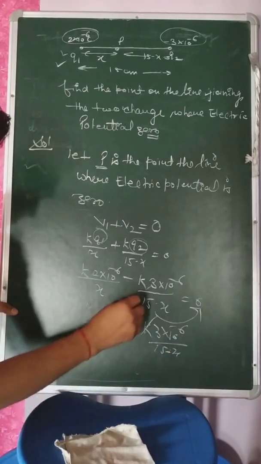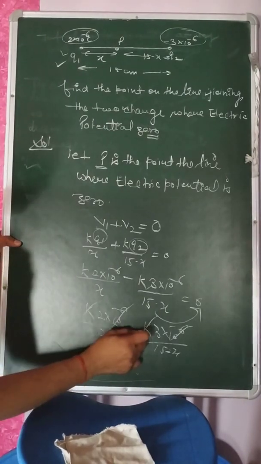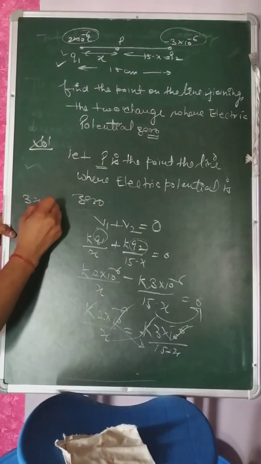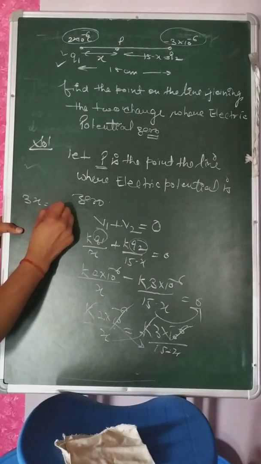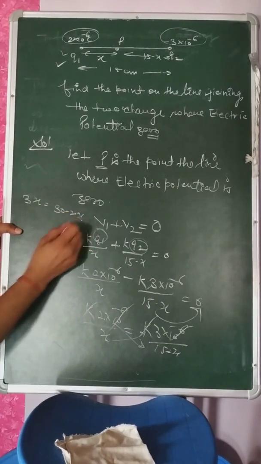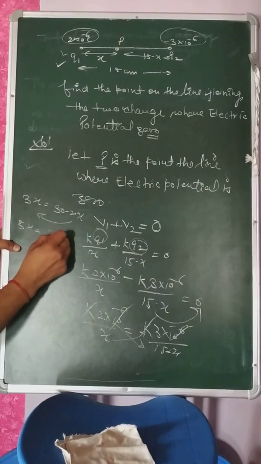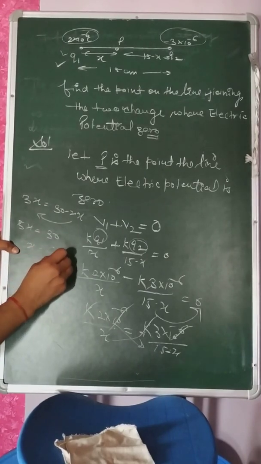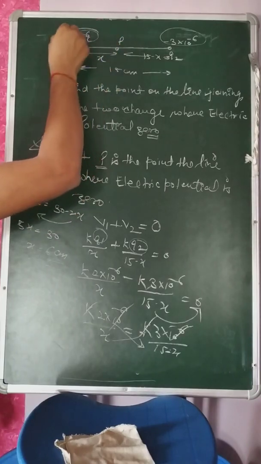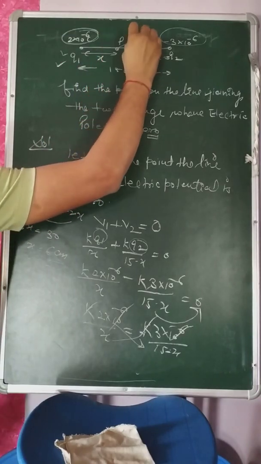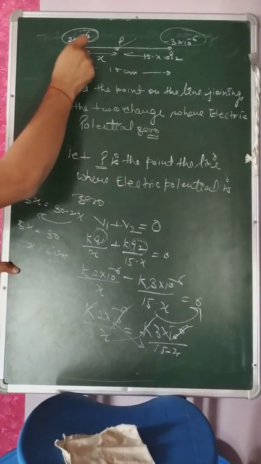K cancels with K, the minus 6 power cancels, then on cross multiplying we will get 3x is equal to 30 minus 2x. So you can write 5x is equal to 30. So x is equal to 6 centimeters. So we get that the potential of this point P, which is at a distance 6 centimeter from the charge Q1, is 0.